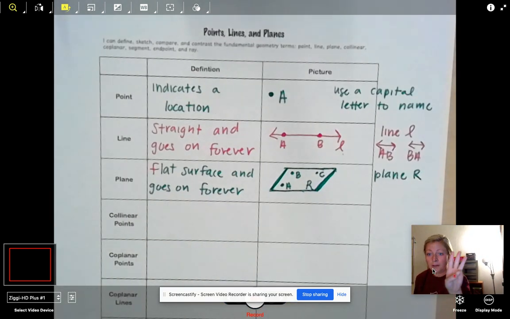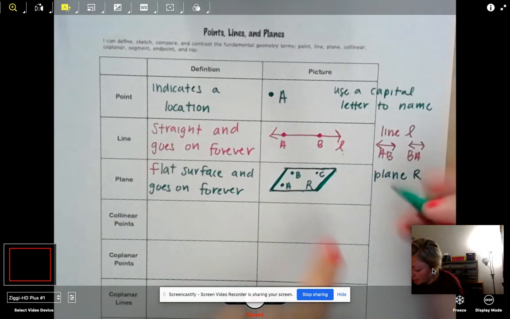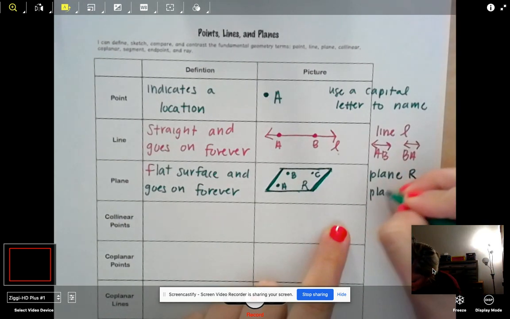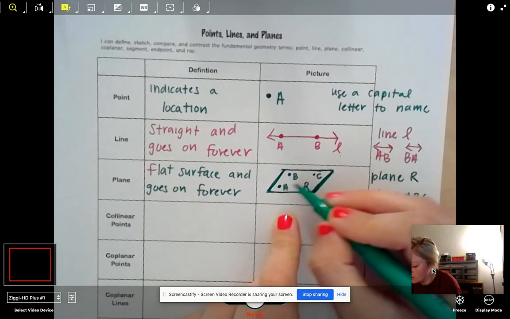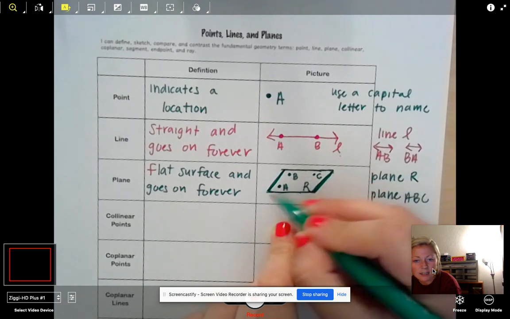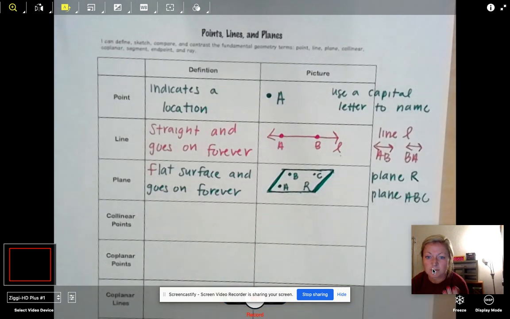Or you can pick 3 points, any 3 points in that plane, as long as they're not on the same line, which is kind of weird. So I could call this also plane A, B, C. Because do you guys see how there's no way I could draw a line that contains all those points? They're all on different parts of my plane.